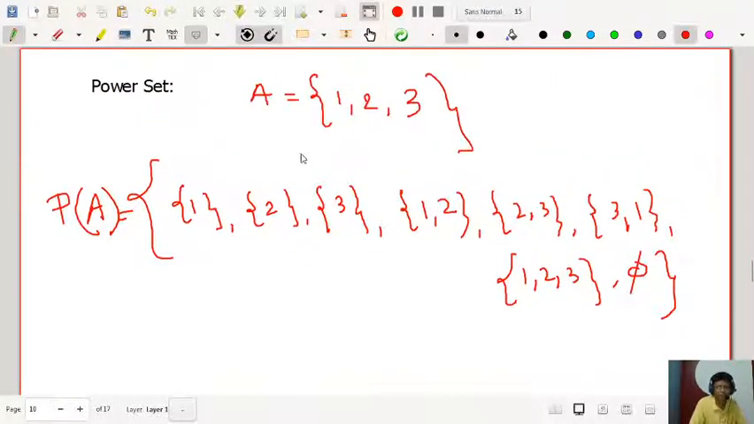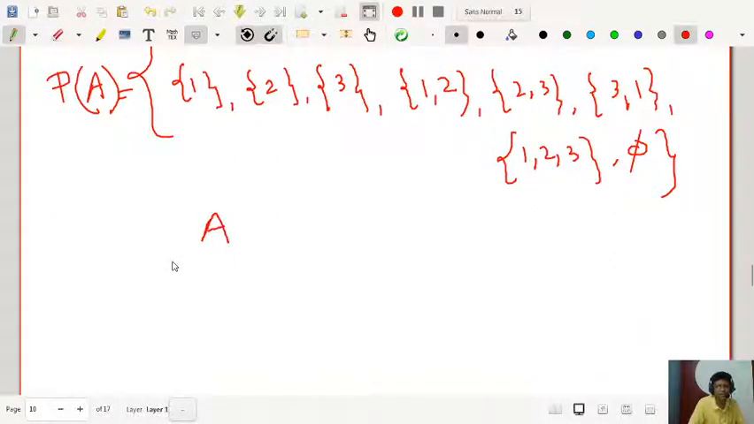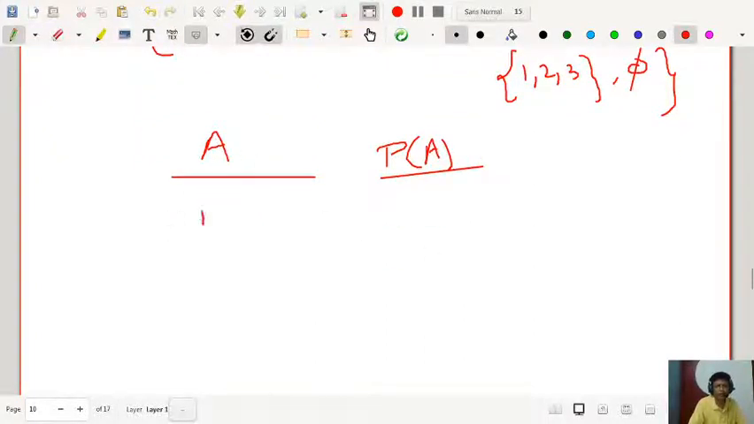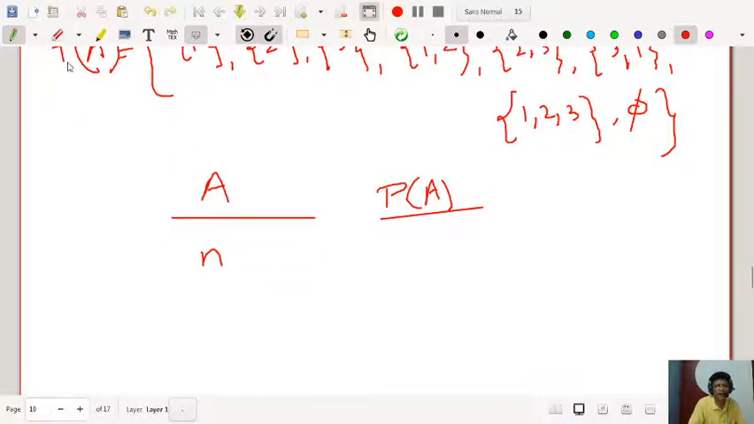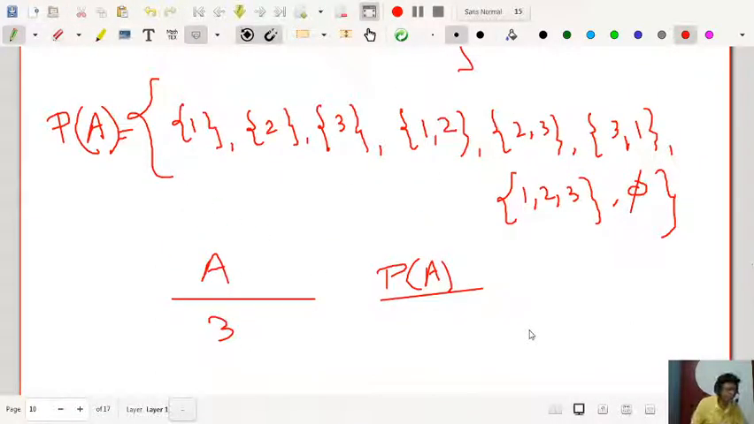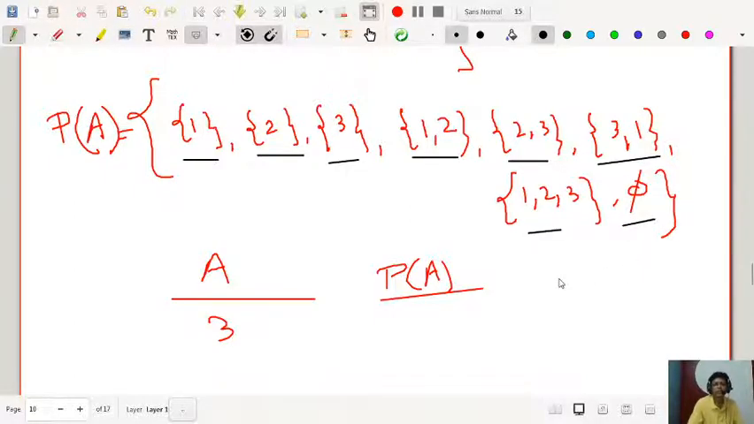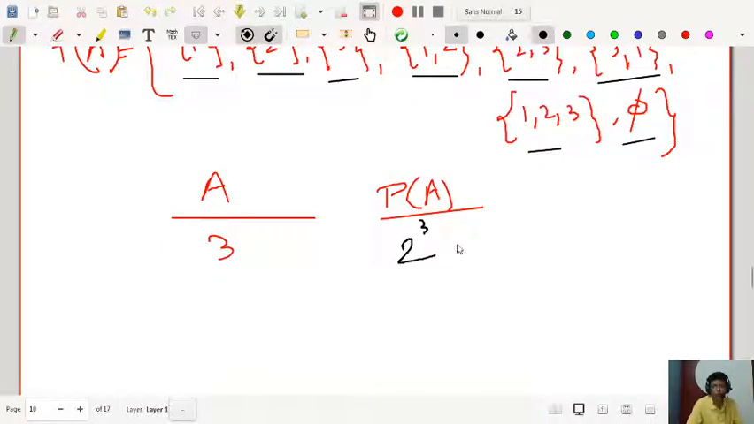Now I will give you a more interesting result. A set A has n elements; here A has three elements. What is the number of elements in the power set? The elements are the sets inside, so if you write curly brackets, that is itself an element. So how many elements? 1, 2, 3, 4, 5, 6, 7, 8. That is the result of 2 cubed.